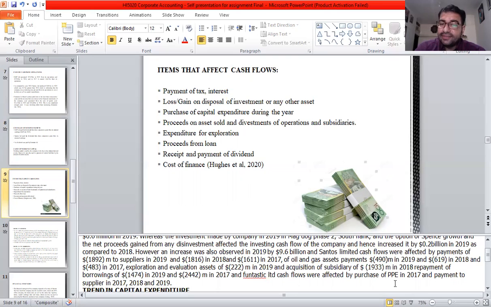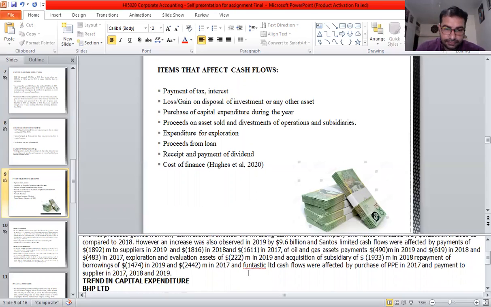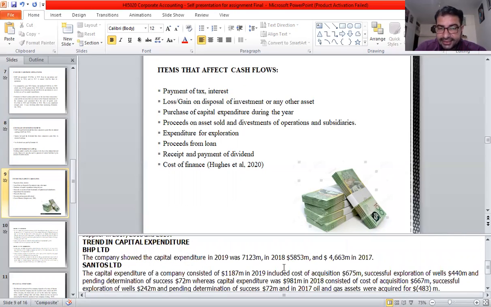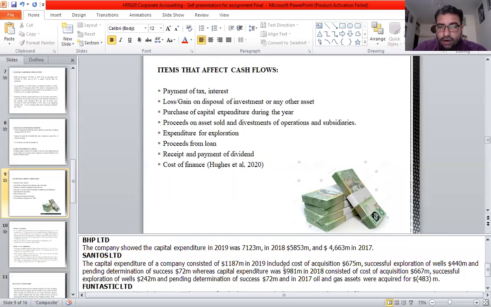2,442 million in 2017. Fantastic Limited cash flow were affected by purchase of PPE in 2017 and the payment to suppliers in 2017, 2018, and 2019. So the trends in the capital expenditure of BHP were 7,123 million in 2019, 5,853 million in 2018, and 4,663 million in 2017.